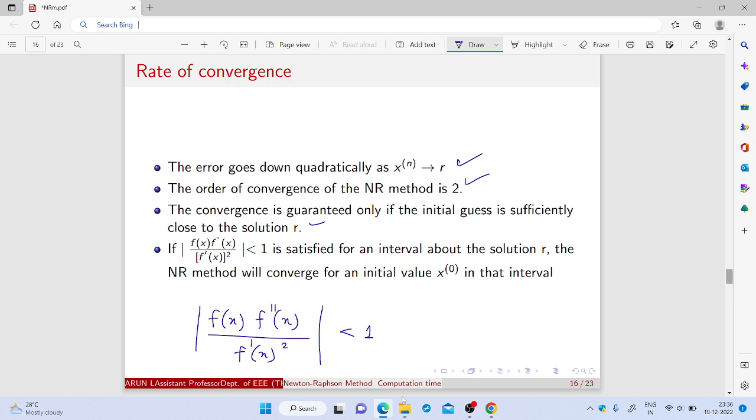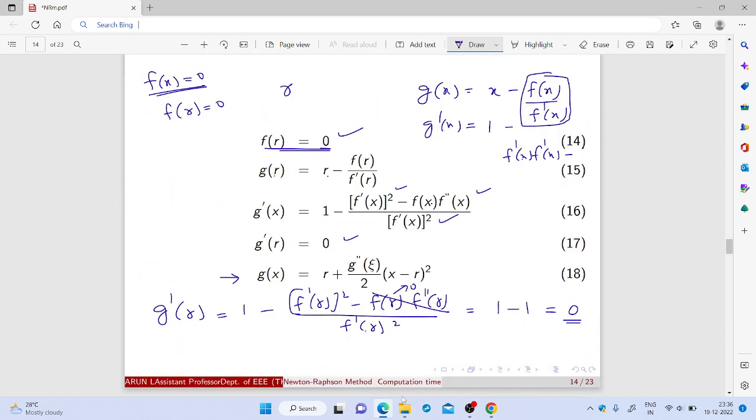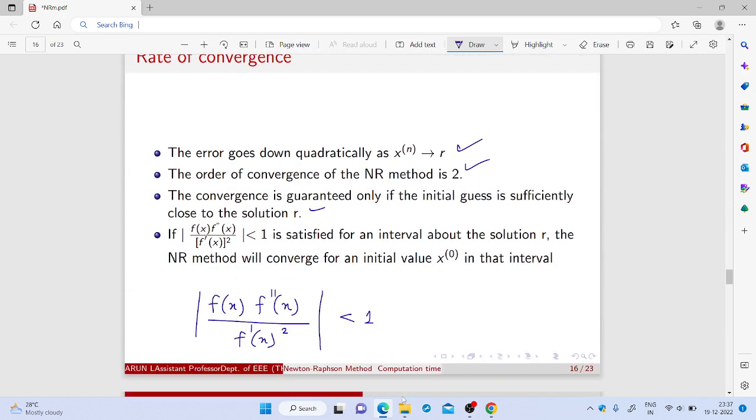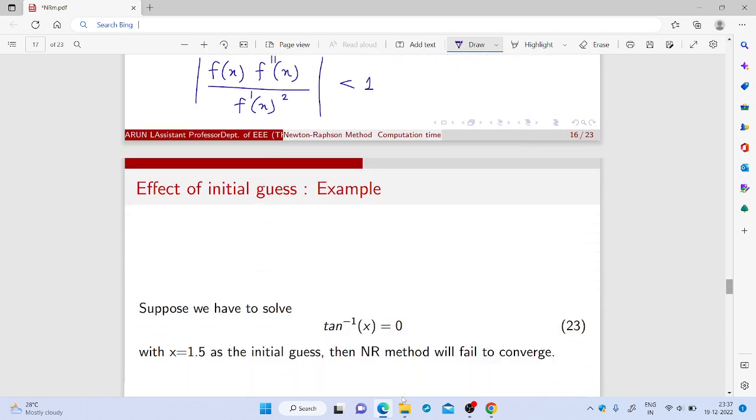So this can be proved using the previous expression. From this g dash of x we can prove that, but the derivation is not required here. So if this condition is satisfied for an interval about the solution R, and if you select the initial guess in that interval, then your Newton-Raphson method will converge for that initial guess.